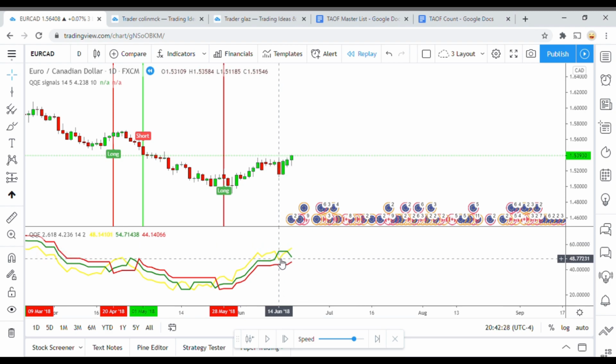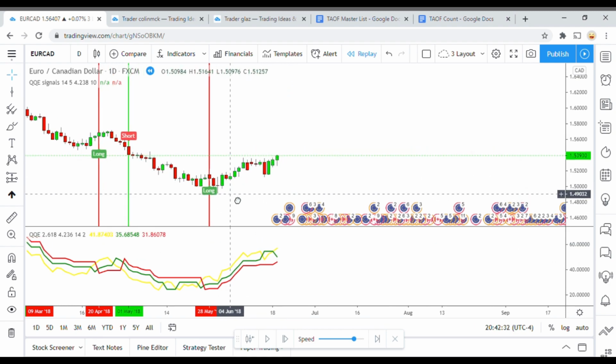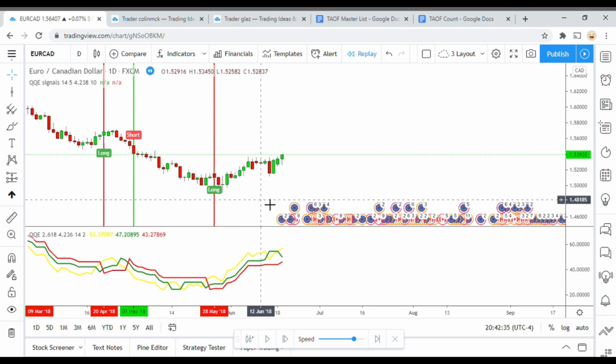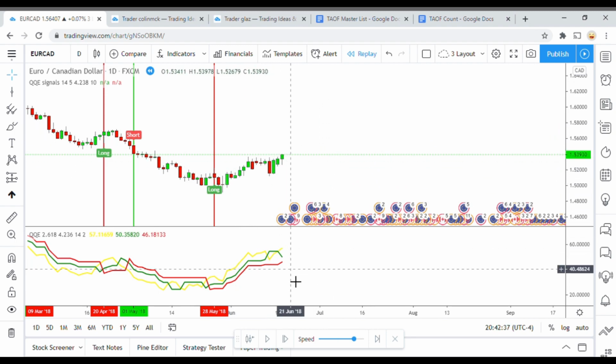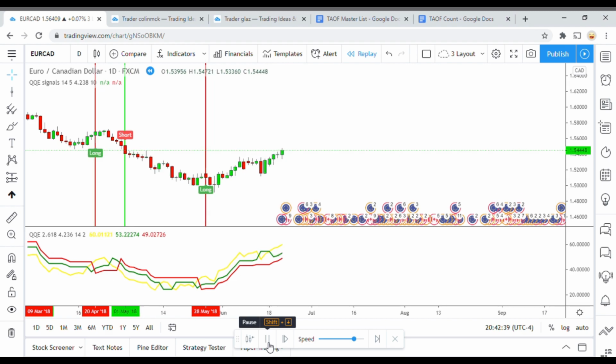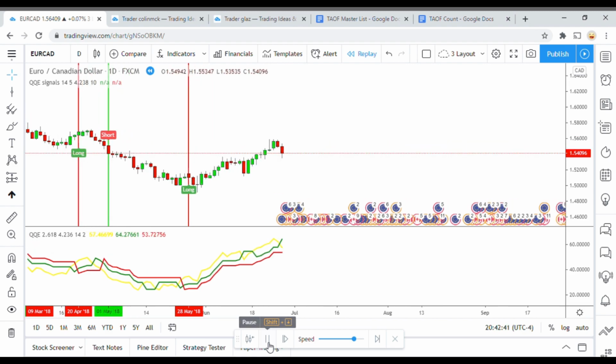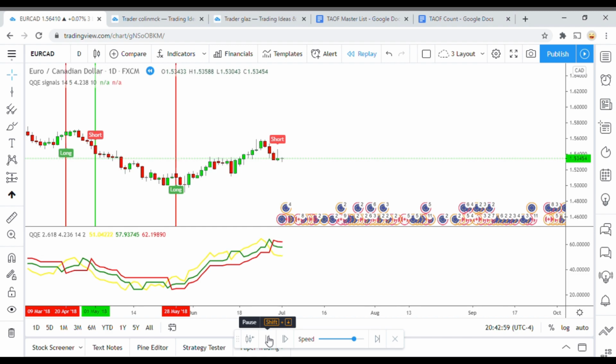And here's another instance where this could be a continuation here. I've never played with the QQE enough to really set it up that way, but it's possible. Yeah, look at that. We would have gotten into profit there. Same way over here, we would have gotten into profit when it did this little pullback area right here, and then broke back out.